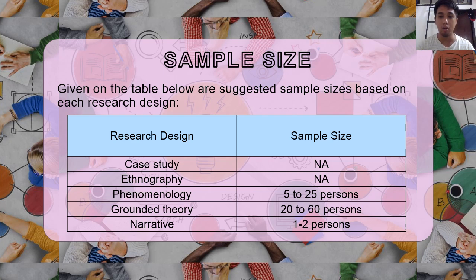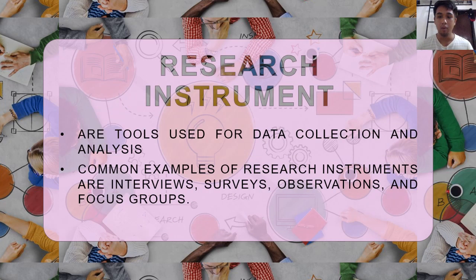So it depends on our target, on us, how many target respondents we are going to include in our research study. In phenomenology, it varies between 5 to 25, grounded theory 20 to 60 persons, and the narrative in which 1 to 2 persons can be part of our study. And now let us move on to the research instrument.